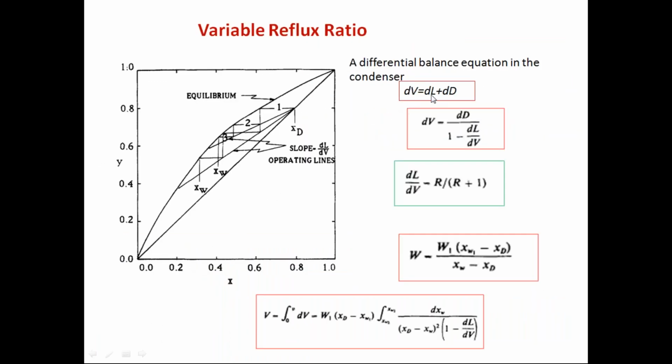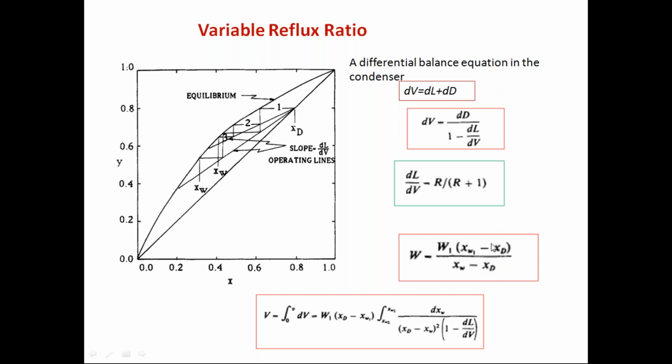The same thing you can take, but keep in mind that your dV is never a constant. So dV is equal to dD by 1 minus dL by dV, because this is changing, and this and this all will change. What is dL by dV? That is equal to R by R plus 1, because it is L by V. L by V is equal to reflux ratio by reflux ratio plus 1. This is typically the slope of the operating line. Therefore, the slope of the operating lines goes on changing, and this is never a constant.